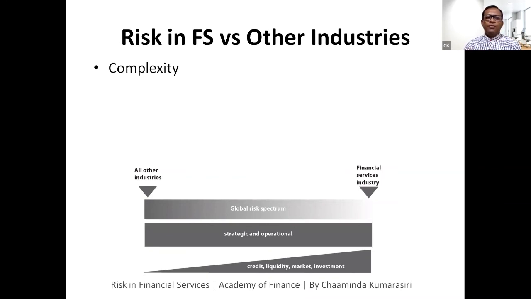There are certain industries which don't have this. For example, if you are a hotel or a manufacturing company, you don't have credit risk because you don't lend money, right? So there are certain industries where certain risk factors are not applicable at all. Another aspect in the financial services industry is complexity. They have complex products, processes, and a lot of variables involved. And there's no physical product, right?